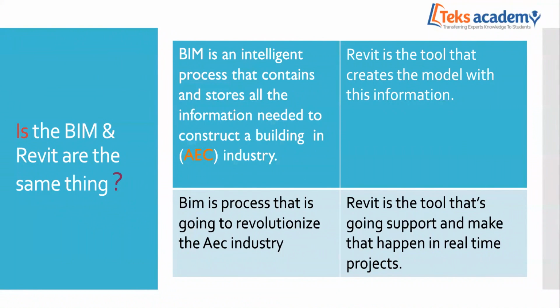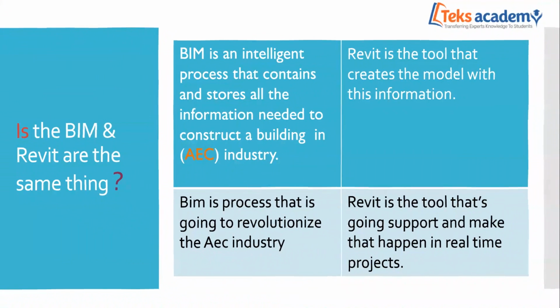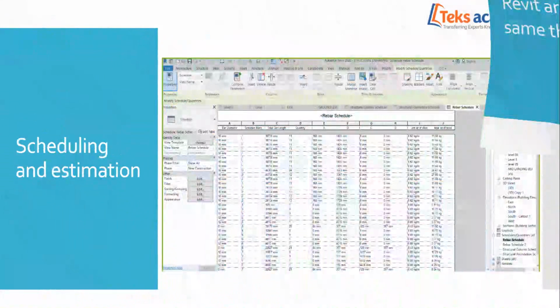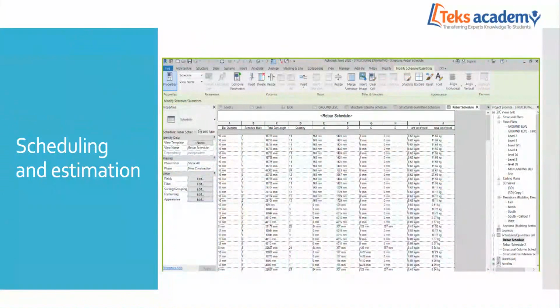BIM is a process that is going to recognize the AEC industry, whereas Revit is a tool that is going to support and make that happen in a real-time project. That is the only thing we need to understand and work on. So come to scheduling and estimation. You can do the scheduling and estimation in your Revit software as well.